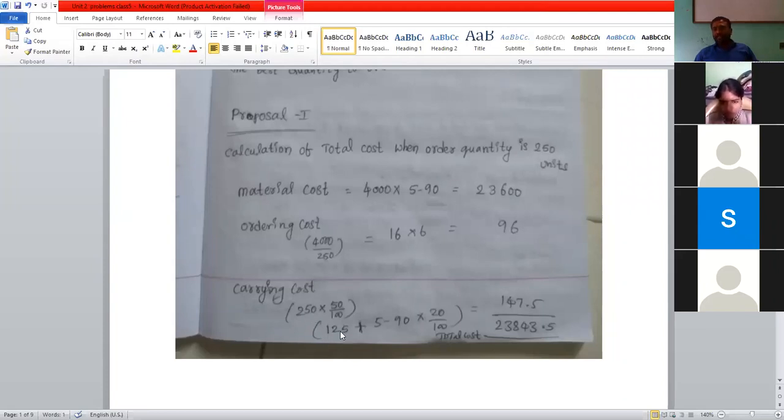We take the average, 50%. So that is 125 into 5 rupees 90 paise into 20 by 100, and you get 147.50 paise. By adding these three, 23,600, 96 and 147.50 paise, you get 23,843.50 paise under proposal 1. Now see proposal 2.